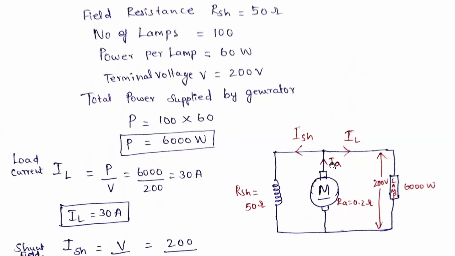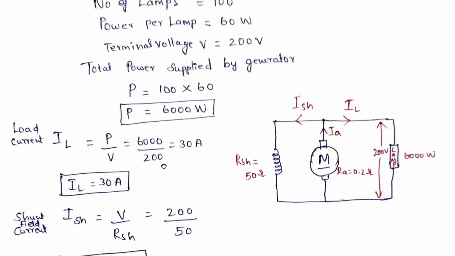Here the armature current is IA. IA is divided into two: the shunt current and the load current. That is the power generated from the generator. Now from this we need to find the load current. Load current IL is equal to P by V, by Ohm's law. P is 6000 watts divided by terminal voltage 200. So the load current we got is 30 amperes. IL is equal to 30 amperes.